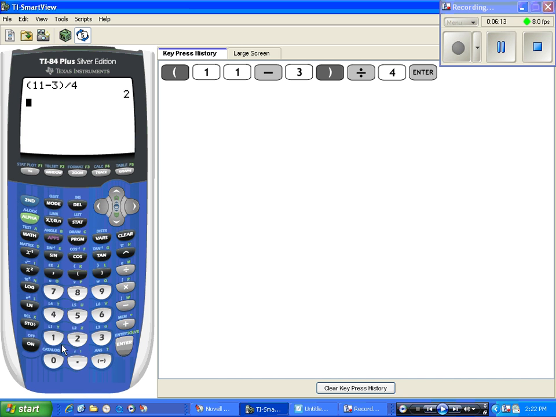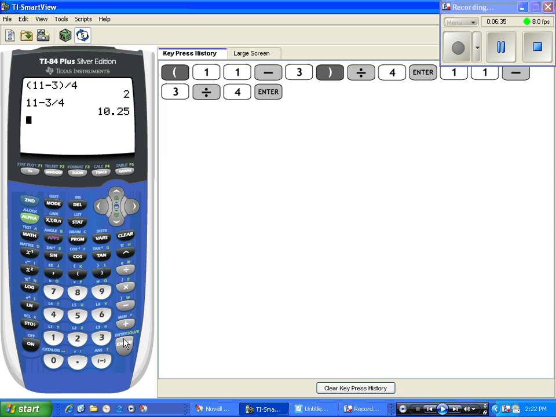Enter. If I were to type it in without the parentheses, 11 subtract 3 over 4, with the order of operations, the calculator is going to do the 3 divide 4 first for 0.75, and then do 11 subtract 0.75 for 10.25. So we need the parentheses to tell the calculator where the numerator begins and ends.